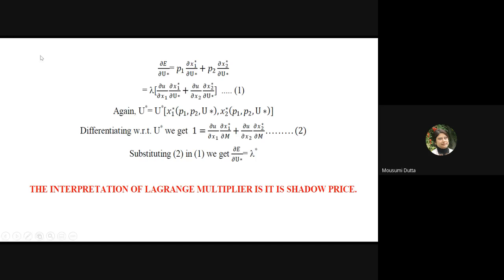No, there is a mistake here, please correct this, equation number 2. Equation number 2 will be 1 is equal to del M by del X1 into del X1 star by del U star plus del M by del X2, M or E, here I have used E notation, so del E by del X1 into del X1 star by del U star plus del E by del X2 into del X2 star by del U star.